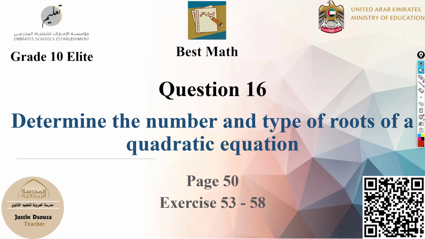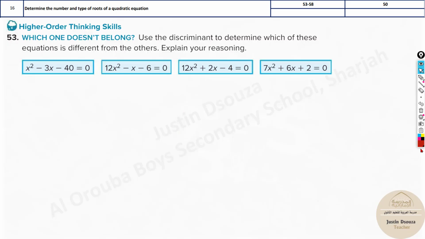Now the 16th question here is to determine the number and type of roots of quadratic equations. Here you need to know about the discriminant. We know the quadratic equation and the quadratic formula, but we don't want the entire formula. The discriminant over here, which has been mentioned, is just b squared minus 4ac. What are a, b, c?